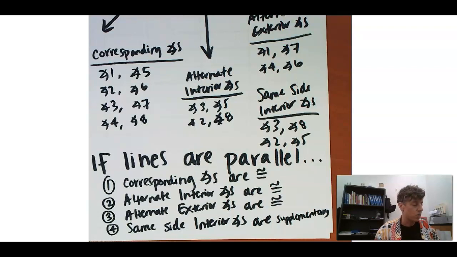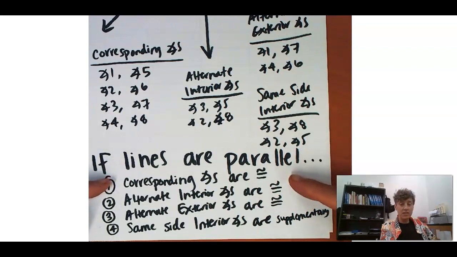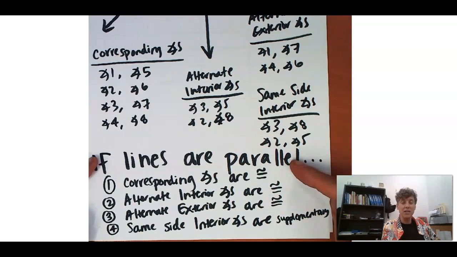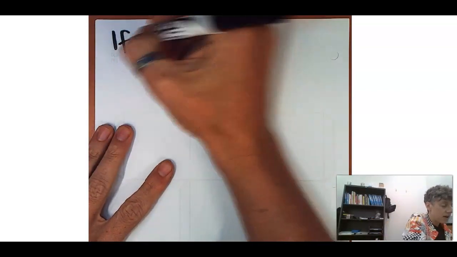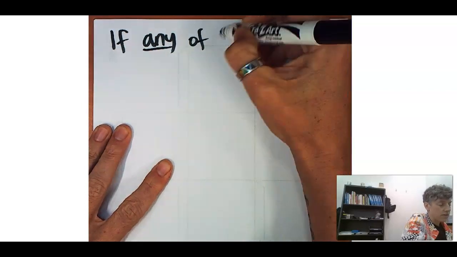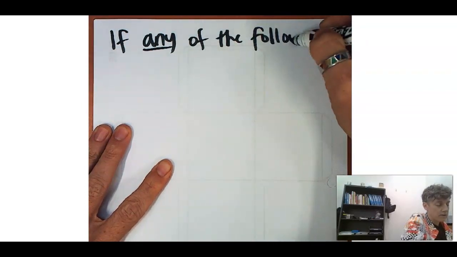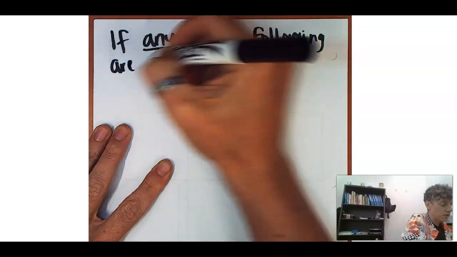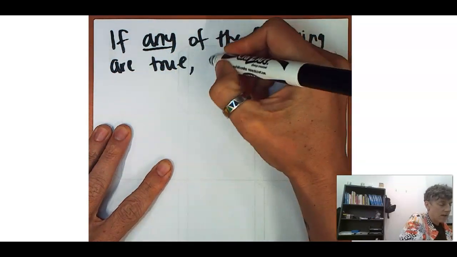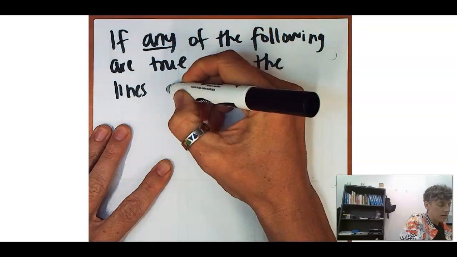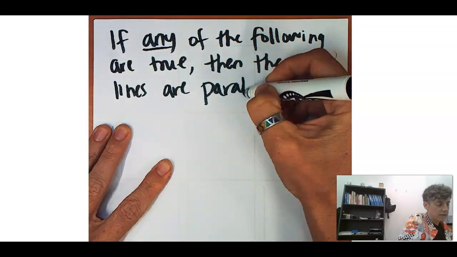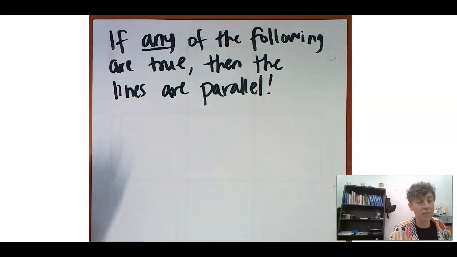All right. We can use these facts to then prove that lines are parallel. If any of these things are true, then the lines must be parallel. I actually want to write that out explicitly. If any of the following are true, then the lines are parallel! Exclamation point. It's very exciting.